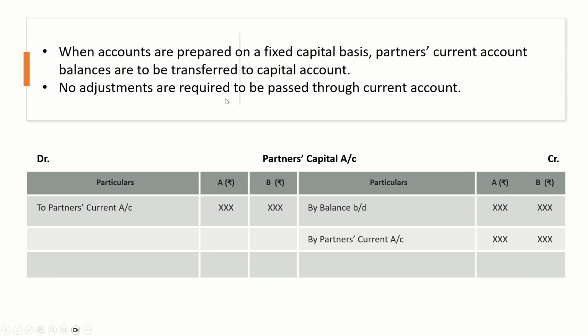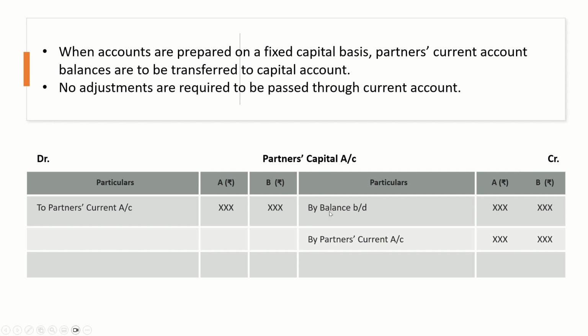When the accounts are prepared on fixed capital basis, partners' current account balances are to be transferred to capital account. So when you have partners' current account and partners' capital account balances both given, that needs to be transferred. The current account balances need to be transferred to the partner's capital account, and all your other adjustments you will be doing in the partner's capital account itself. So current account will be closed. No adjustments are required to be passed through current account.